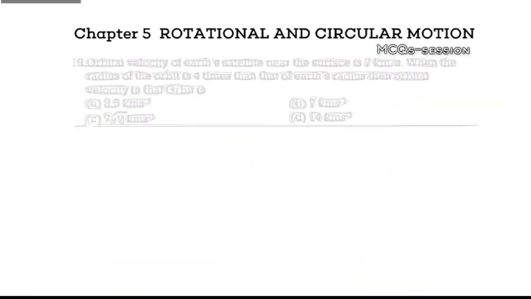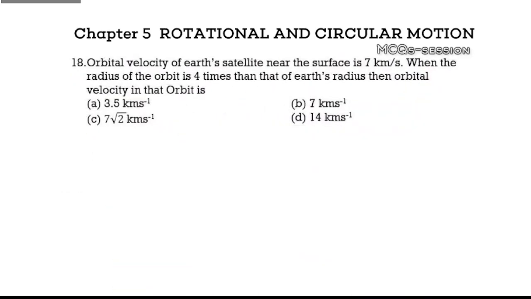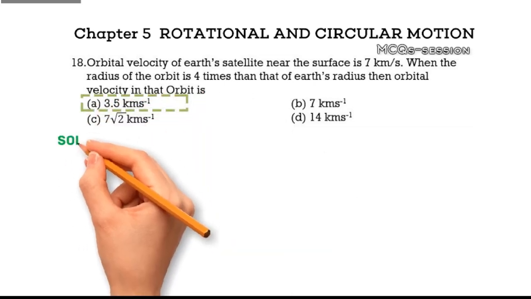Question 18. The orbital velocity of Earth's satellite near the surface is 7 kilometers per second. When the radius of the orbit is 4 times that of Earth's radius, what is the orbital velocity in that orbit? A. 3.5 kilometer per second. B. 7 kilometer per second. C. 7 times the square root of 2 kilometers per second. D. 14 kilometer per second. Pause and think. The answer is A. 3.5 kilometers per second.